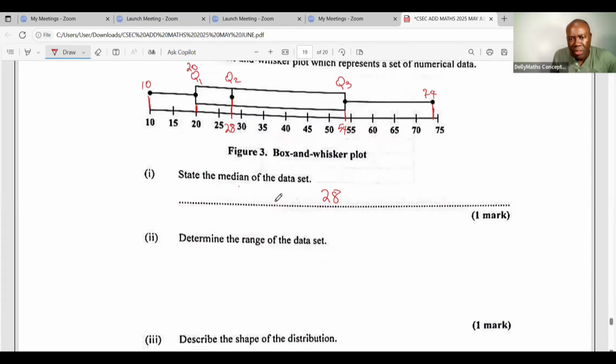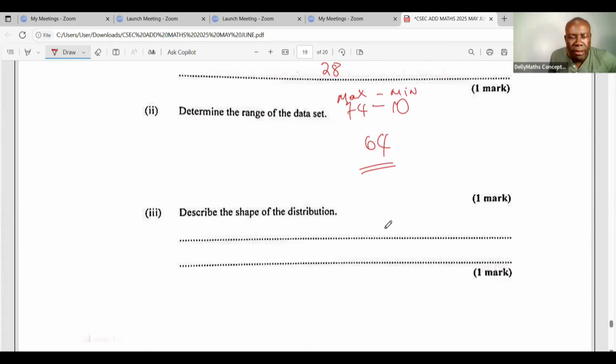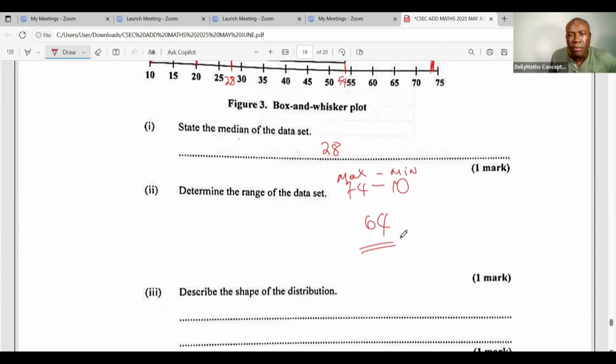Now it says determine the range. The range is to take the highest, in this case, it's about 74, and I'm going to subtract the lowest, which is 10. 74 minus 10, that's about 64. So my range is 64. We're talking about having your max and you're subtracting your min, and it's going to give you your range right there. Describe the shape of the data.